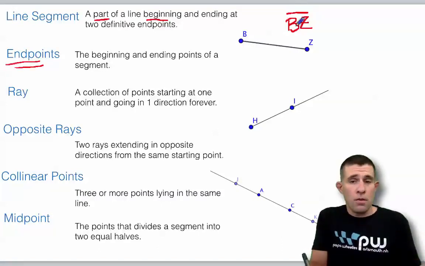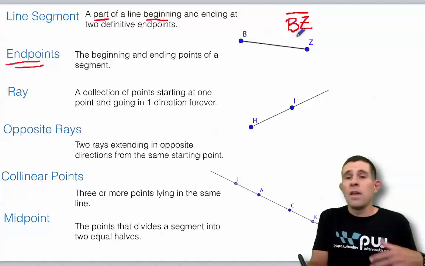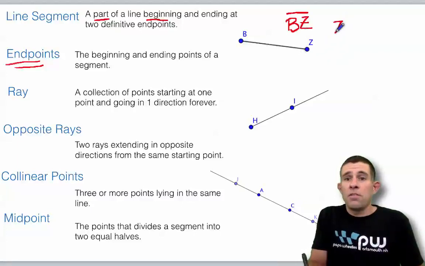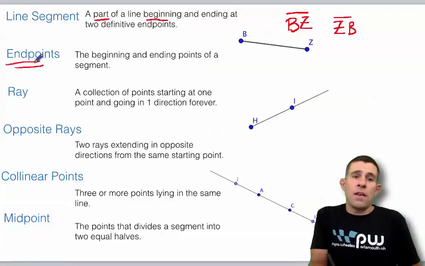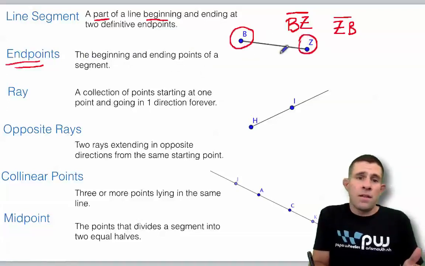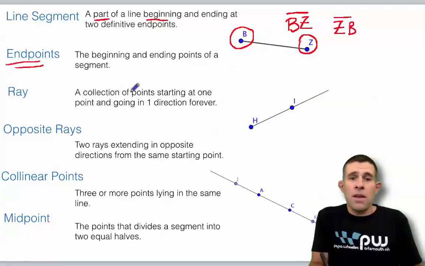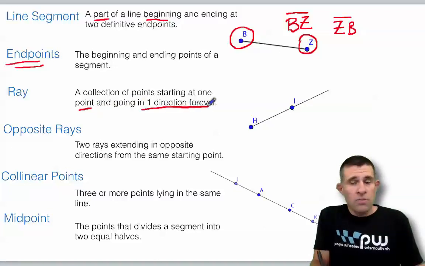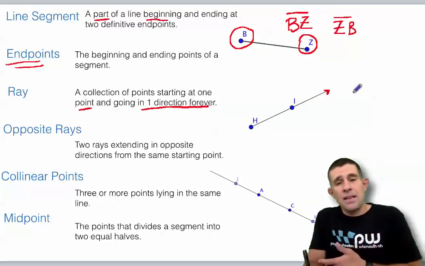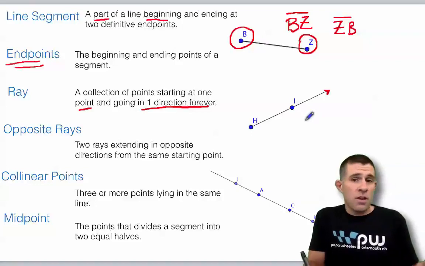Notice that there are no arrows indicating that it's not going on forever in either direction. Now, it doesn't matter which order I list these letters in. I could also denote the same segment as segment ZB. All right, endpoints, as we mentioned, are simply the beginning and the ending points of that segment. Now, a ray is different. A ray is a collection of points starting at one point and going on in one direction forever. So here's ray HI, and again, you would typically see that ray with an arrow at the end of it indicating that it goes on in that direction forever.